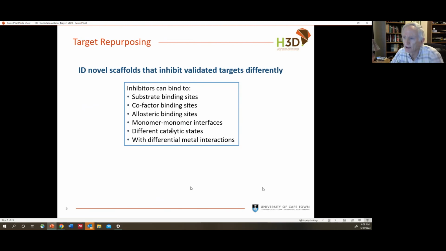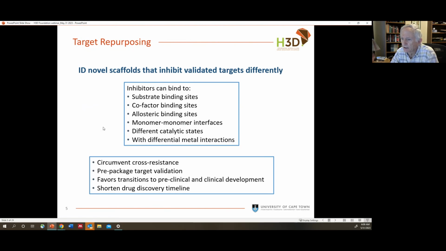As we know, in any given target, inhibitors can bind to the substrate binding site, the cofactor binding site, or allosteric binding sites. They can disrupt monomer-monomer interfaces for those enzymes or proteins that have multiple units. They can inhibit different catalytic sites, and they can interact with metals differently. I'll have an example of that within this talk. So all of this has to be able to circumvent cross resistance, even though you're inhibiting the same validated target.